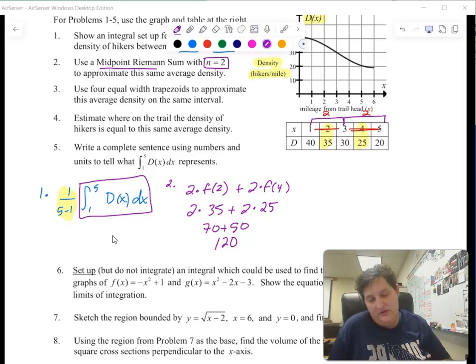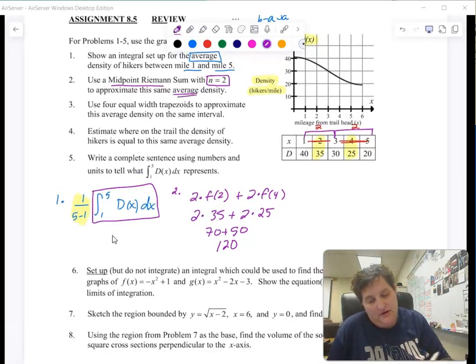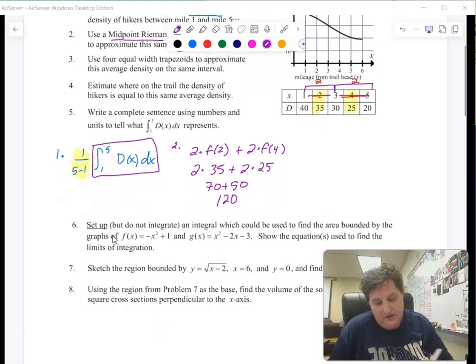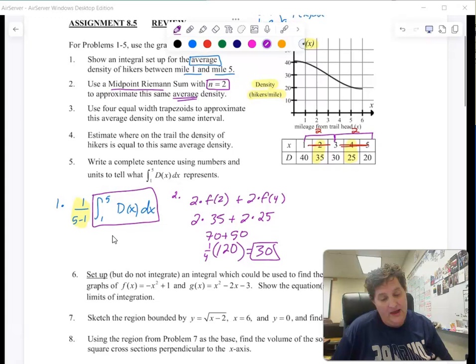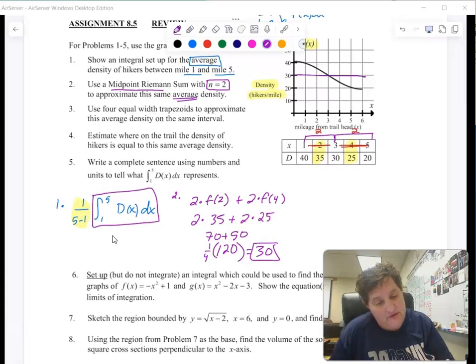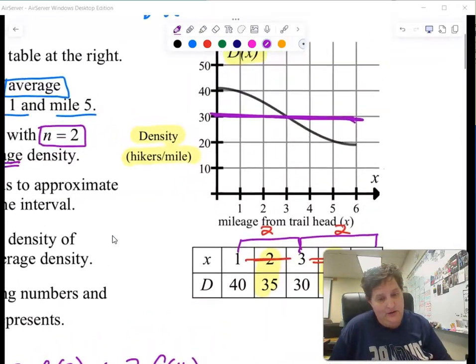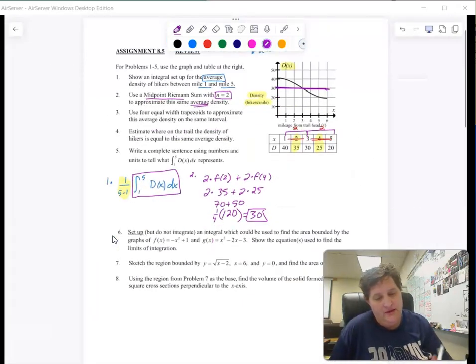Now that's not my answer yet because we're trying to find the average density. So I have a 1 over b minus a out in the front. So I have 1/4 of that. So the answer is 30. Okay. By midpoint sum, there's an average density of 30 hikers on the trail. I don't know, y'all. That looks pretty average to me on that graph there.